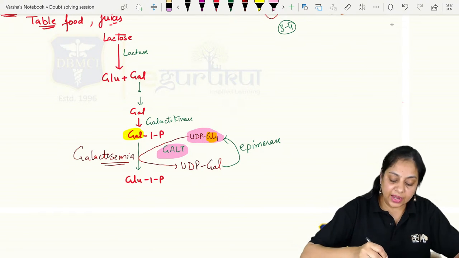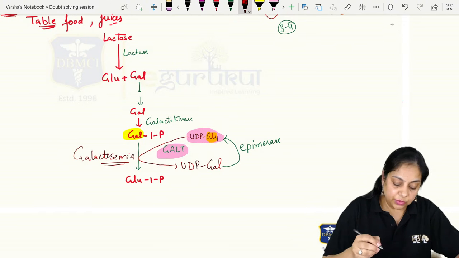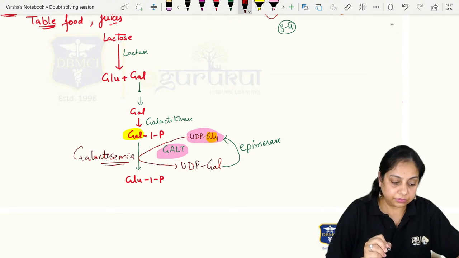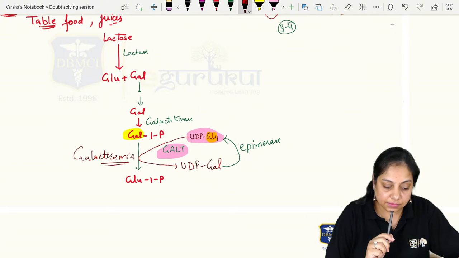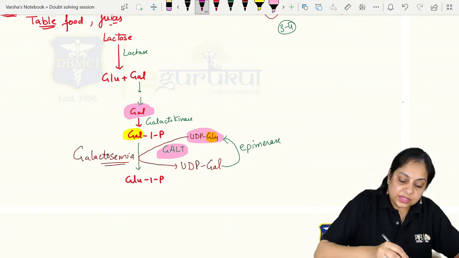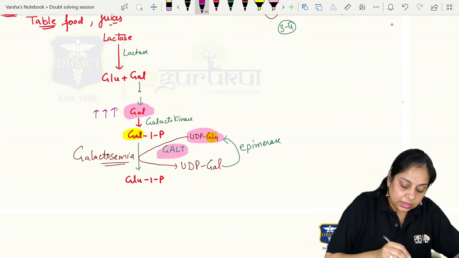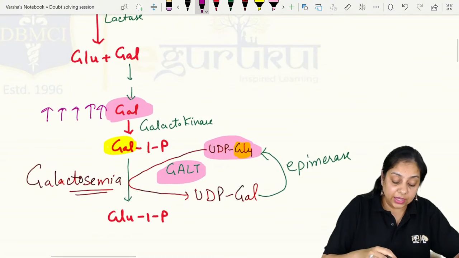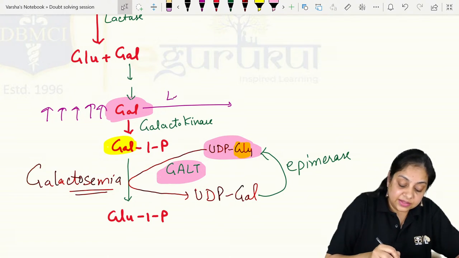So what do you expect in galactosemia? What do we expect in galactosemia? How are we getting cataract? Anybody can help me with this? This galactose will start accumulating in the body. Okay, it is not getting converted into glucose. So galactose will start accumulating in the body, right? And in the lens when it accumulates.